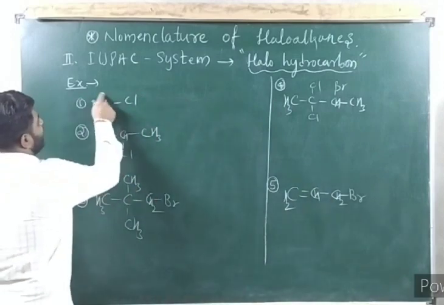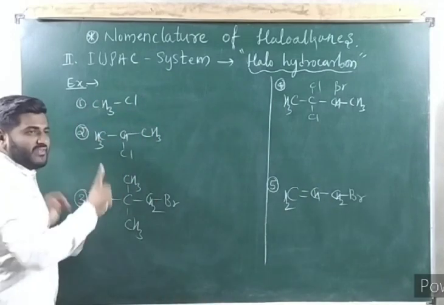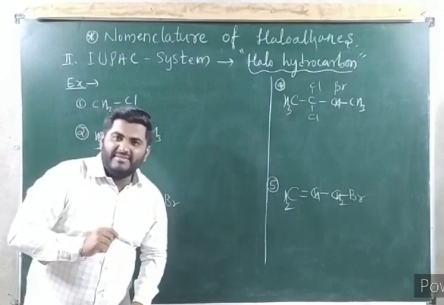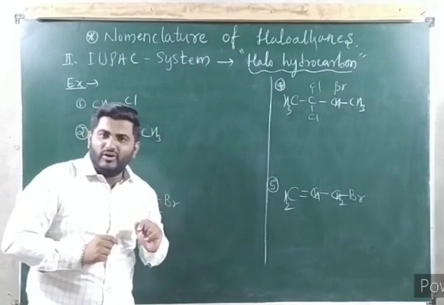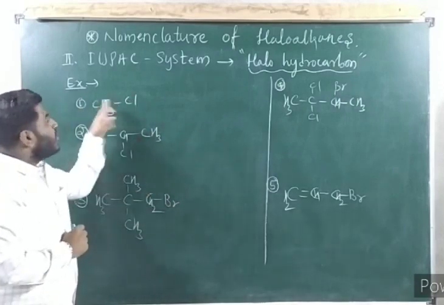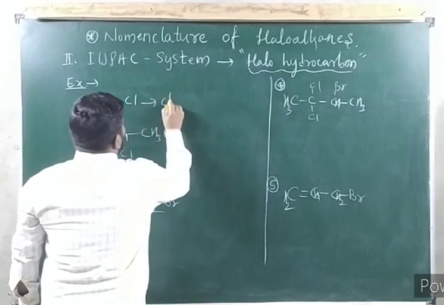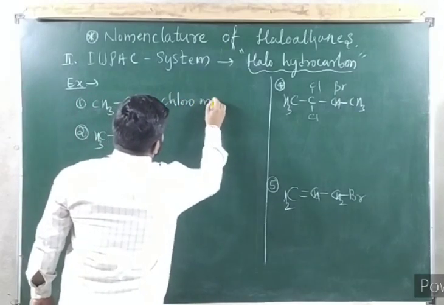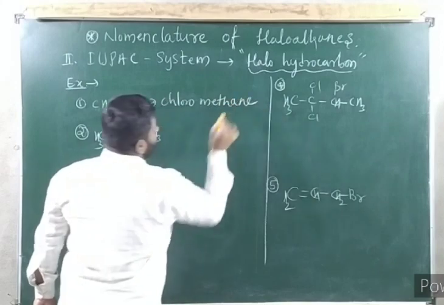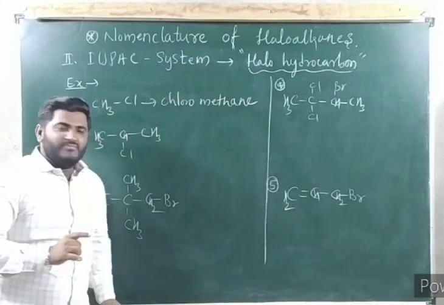So how many carbon atoms are there here? One carbon atom. So one carbon atom means it is a methane, right? Actually it is derived from methane only. So what is the name? Chloromethane. Chloromethane. Why methane? Because one carbon. What is the name of this compound?